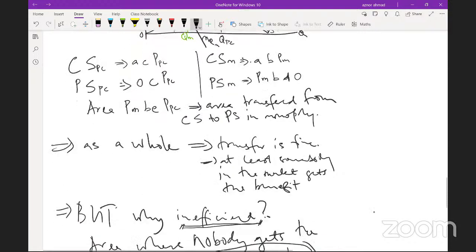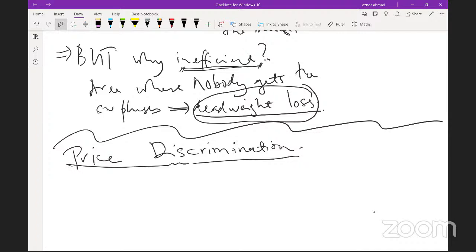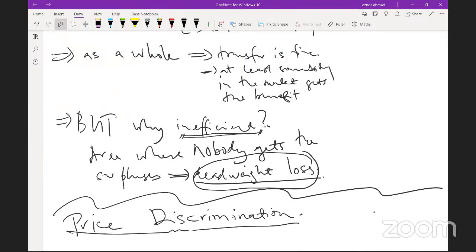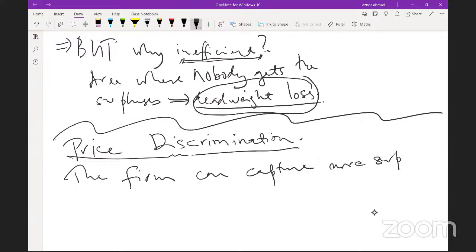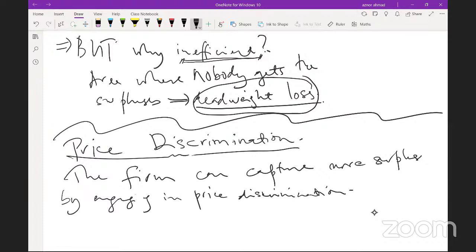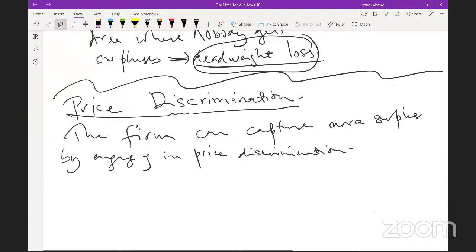All right, so for price discrimination here, we are saying that when they have this market power, they can, okay, they means the firm. The firm can capture more surpluses, and this is by engaging in price discrimination. So today we are going to discuss how the firm can capture surpluses by engaging in price discrimination.